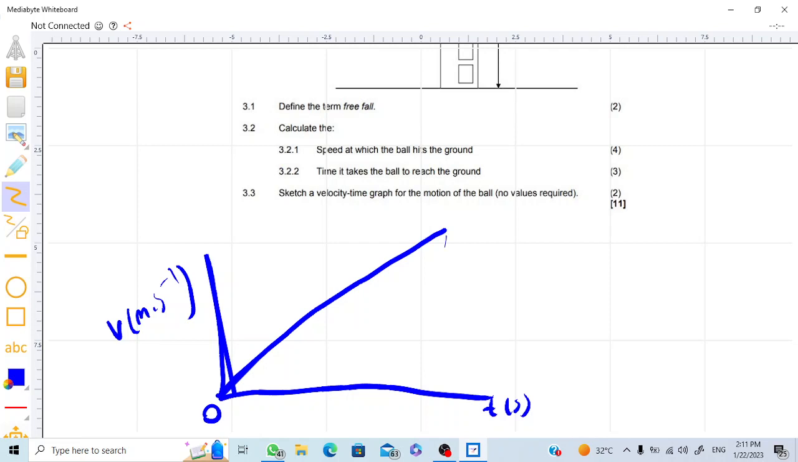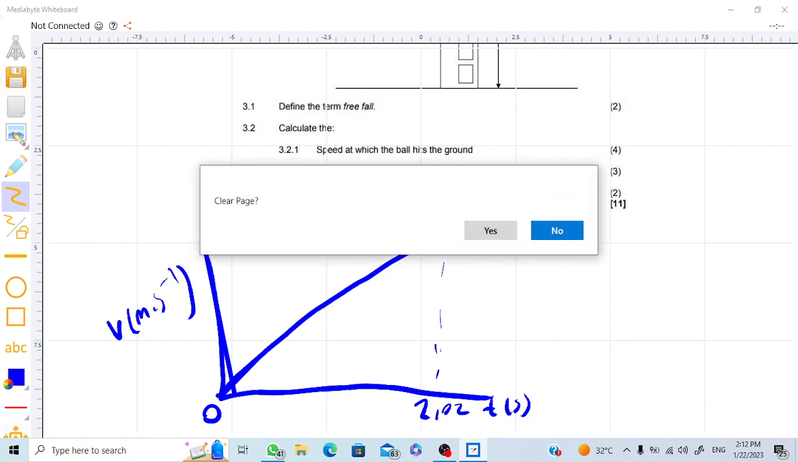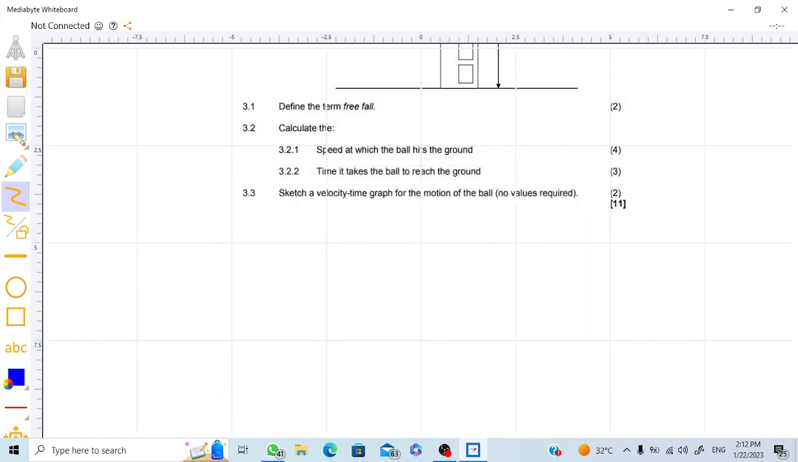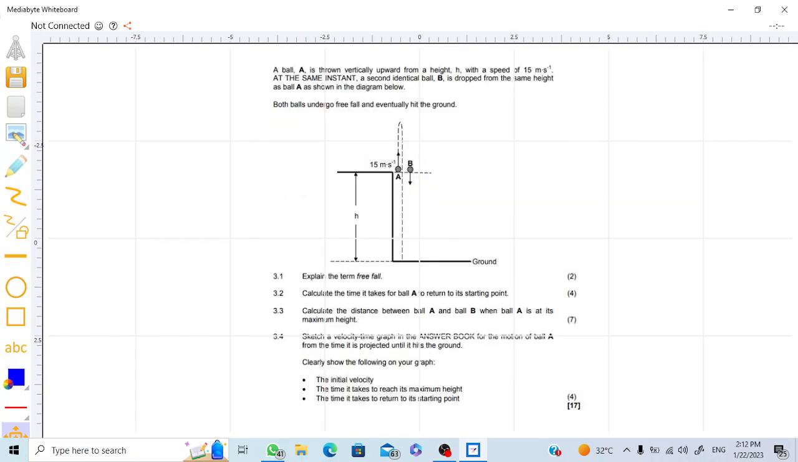But for accuracy's sake, this is 2.02 seconds, but no need for any value. Full marks before that value is entered. Okay, now this is your question. I hope it has cleared some confusion. Now let's go to the next one.